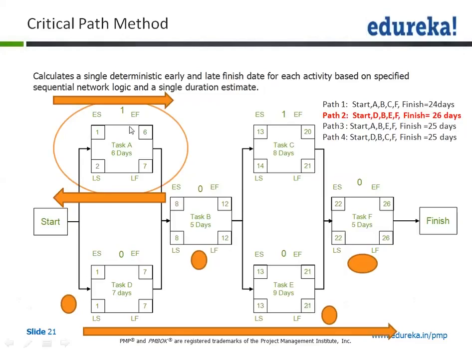That 1 day float I have mentioned here. So I will remember why I have put in this one. That means there is a 1 day float available to me. Now I'll move forward from task A to task B and then to task C.